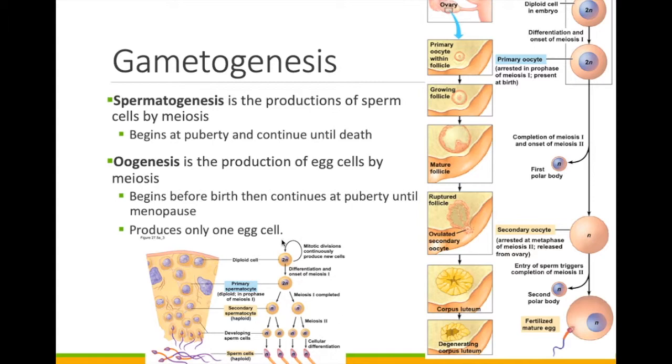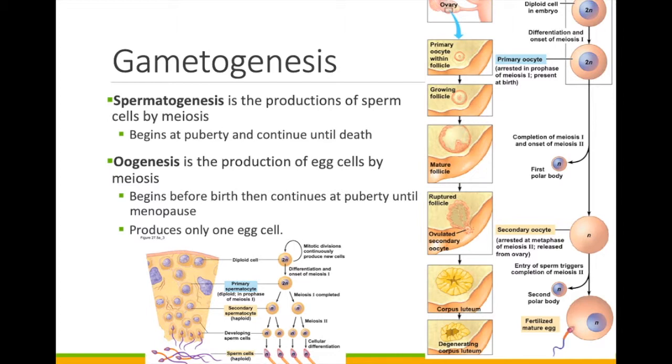Oogenesis is the production of eggs or ovum by the process of meiosis. And this happens in two different phases for women. The very first phase happens before birth, where you produce as many pre-egg cells called primary oocytes as you're ever going to have. And so every woman is born with the number of eggs they're going to have, and this is usually somewhere around 5 to 10 million.